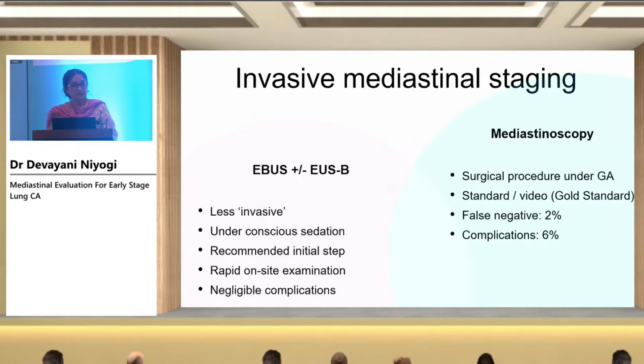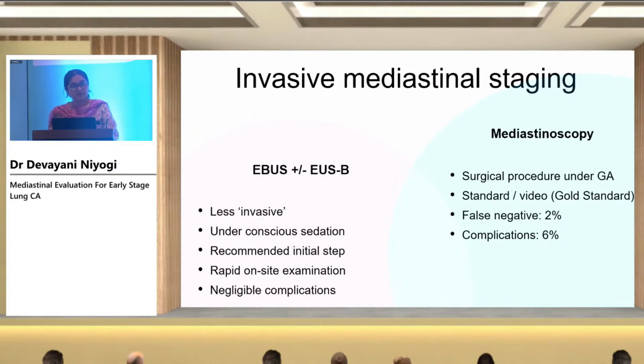There are 2 ways to do it. One is the endobronchial ultrasound, along with endosonography through the esophagus, which is called EUS-B. And the second is the mediastinoscopy. So the EBUS is a relatively new kid on the block. It's way less invasive than a mediastinoscopy. It's done under conscious sedation. And all the guidelines recommend it as the initial step in invasive mediastinal staging. If you have a pathologist on site who gives you a rapid on-site examination, it improves the accuracy of your EBUS and also hastens the results. It is associated with absolutely negligible complications.